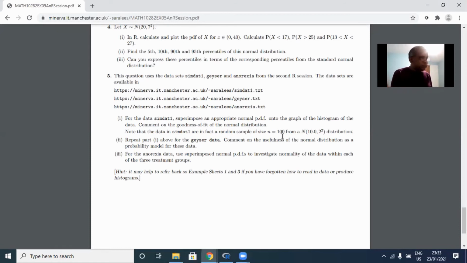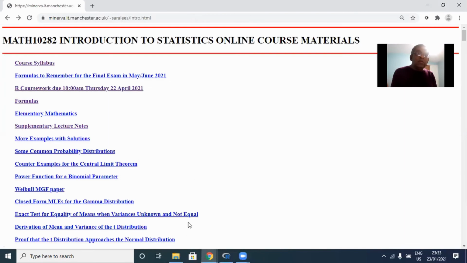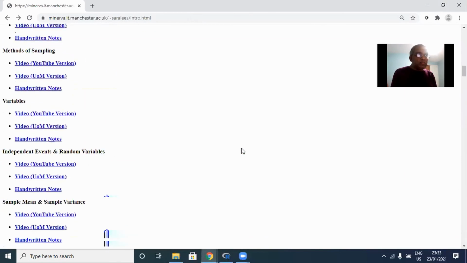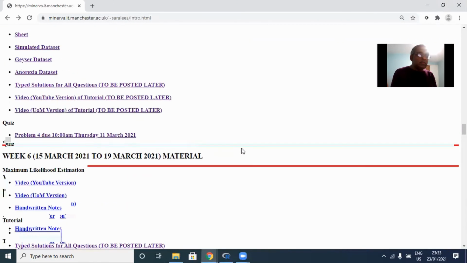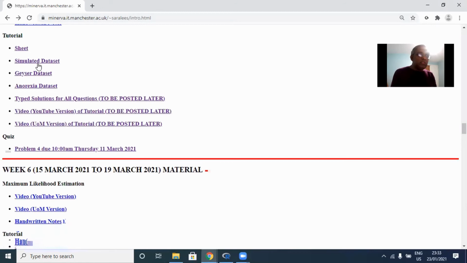Okay. So we will start with the simulated data first, right? So this is the simulated data. So let's go to the website, the course website, which is this one. So this is the simulated data.